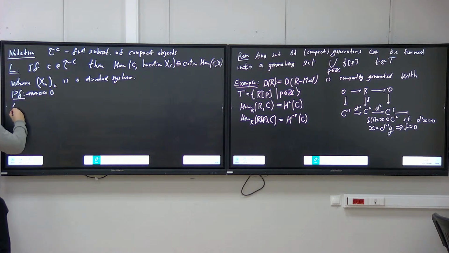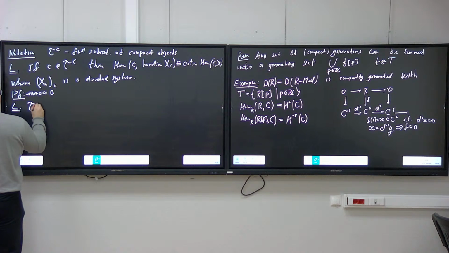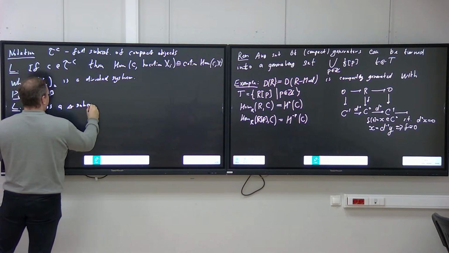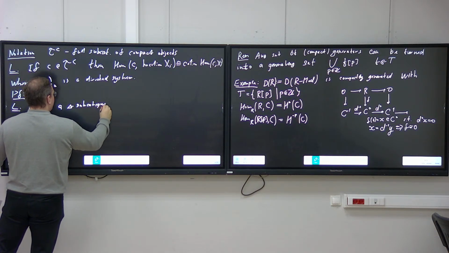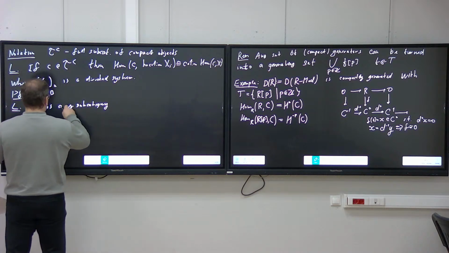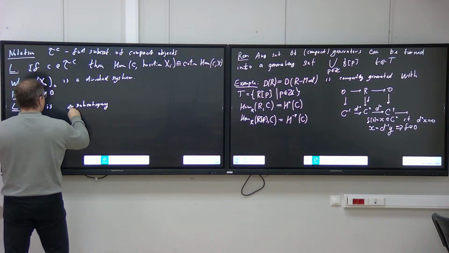And there is one more lemma which is also kind of tautological. I want to leave this as an exercise. It says that the subcategory of compact objects is a triangulated subcategory. Well, in fact, we can say better. We can say that this is a localizing subcategory. So it is a localizing triangulated subcategory.